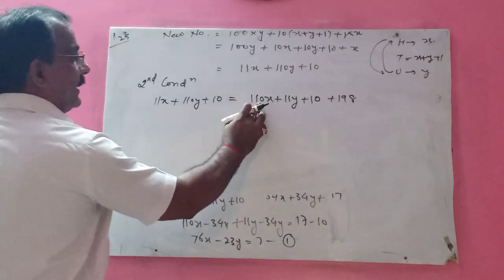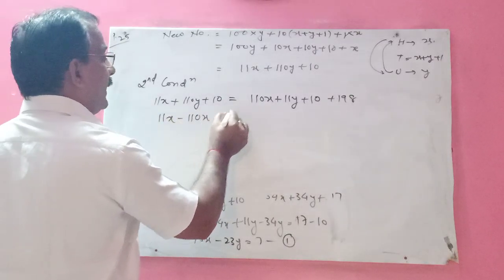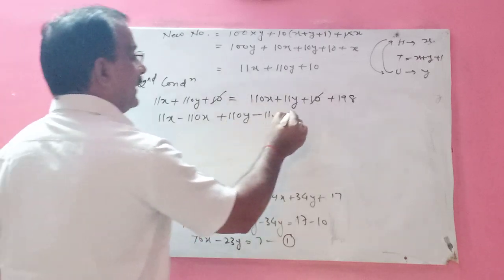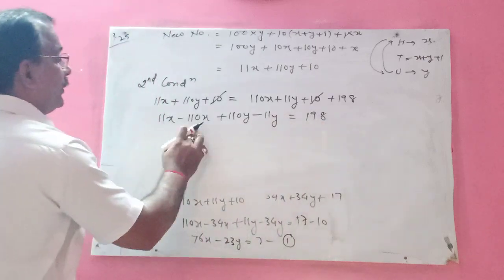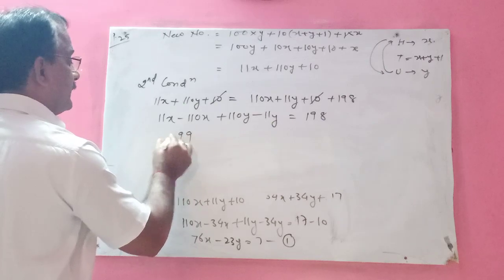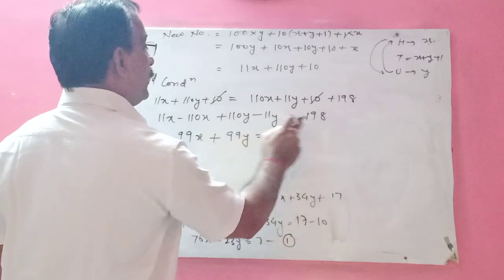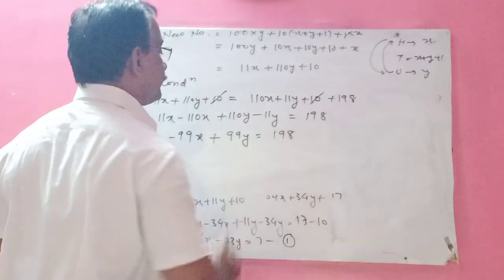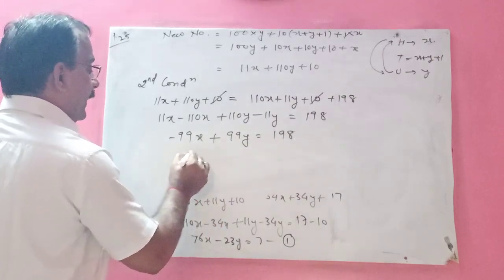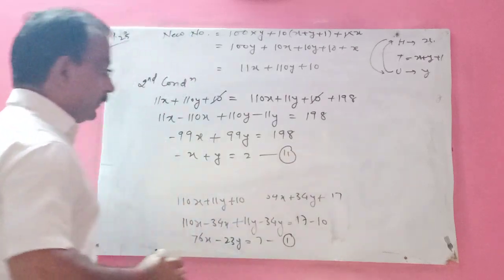So after taking these things here, 11x minus 110x, then 110y minus 11y, this plus 10 gets cancelled, 198. So this will be how much? Minus 99x plus 99y is equal to here 198. Okay, and if we divide by 99, it is minus x plus y is equal to 2. This is your equation number 2.